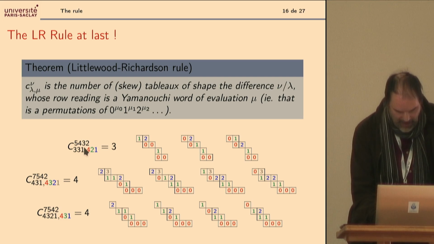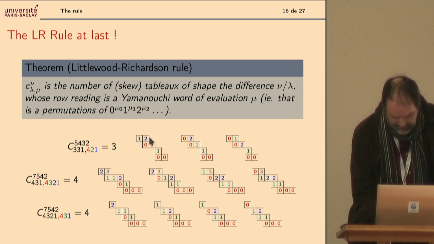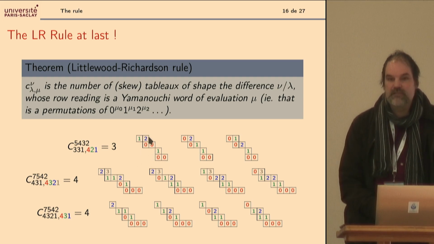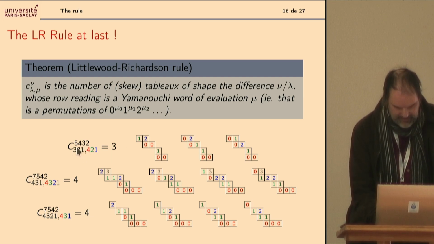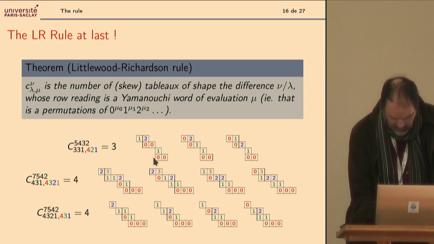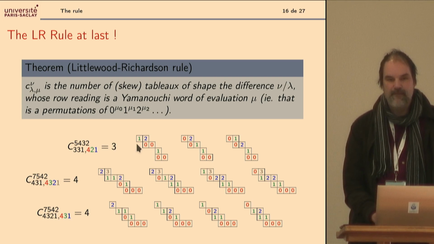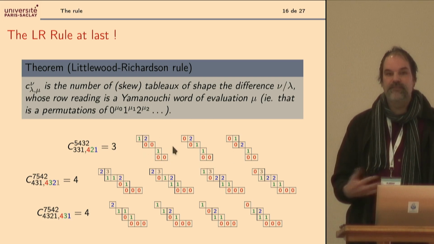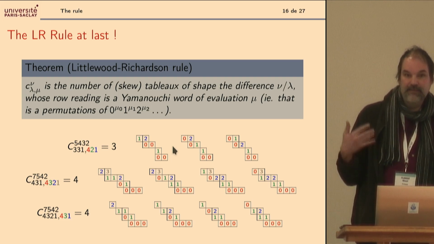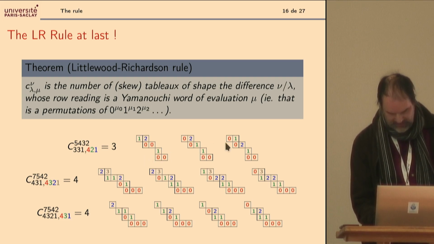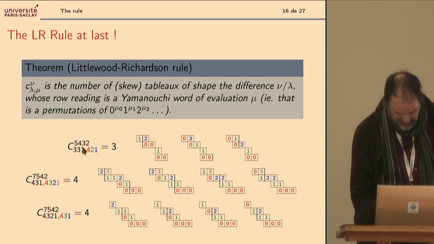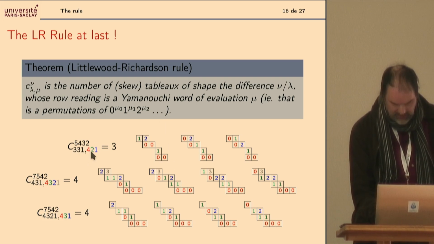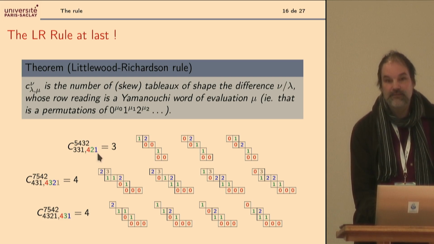So this partition is the outer shape. Here I have 5 boxes, 4 boxes, 3 boxes, 2 boxes. And this is the inner shape, so I just cut 3 boxes, 3 boxes, 1 box. And now I want to fill this, respecting the tableau condition, so increasing in rows, increasing in columns, with 4 zeros, 2 ones, and 1 two.